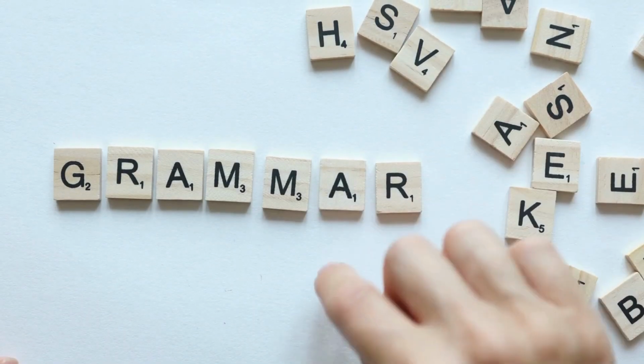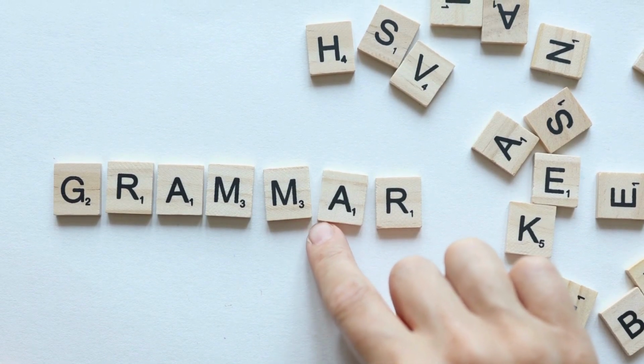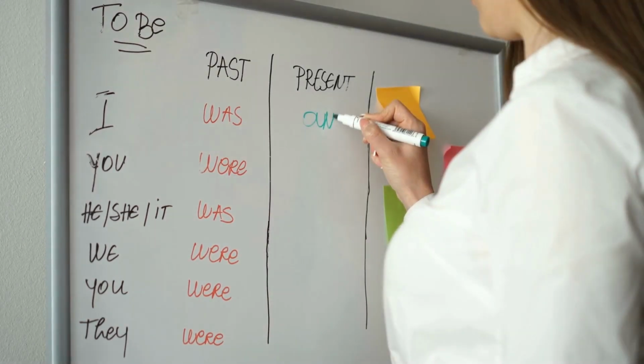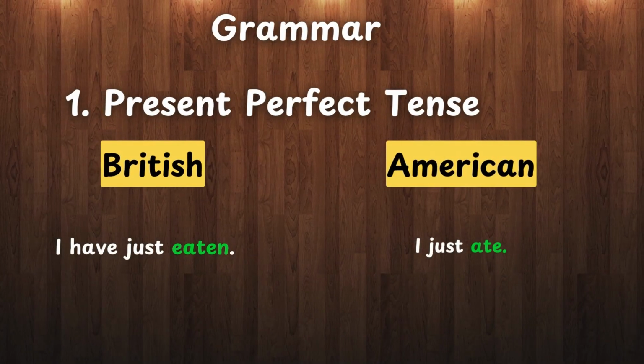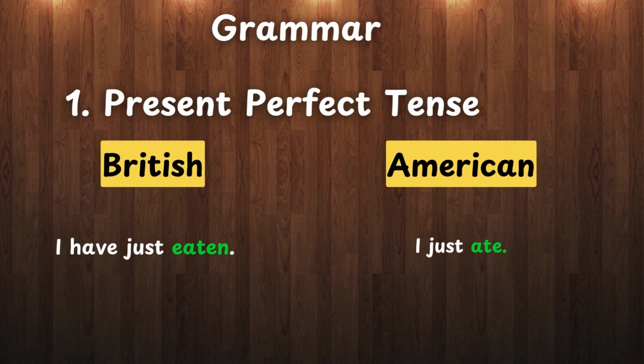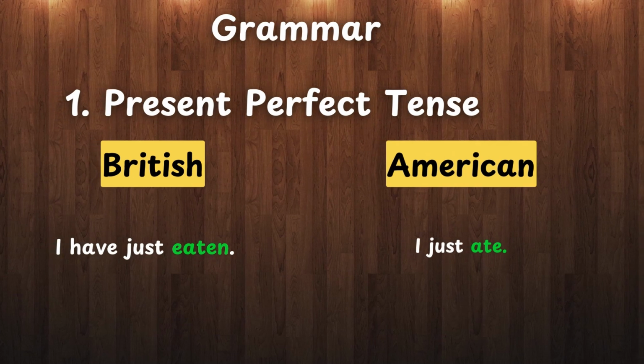Grammar can also vary between British and American English, and here's how they differ. Let's have a look at a sentence. In British English we say I have just eaten, and in American, I just ate. In British English, the present perfect tense is used to describe actions that have recently happened or are still relevant. And in American English, we often use the simple past tense instead.